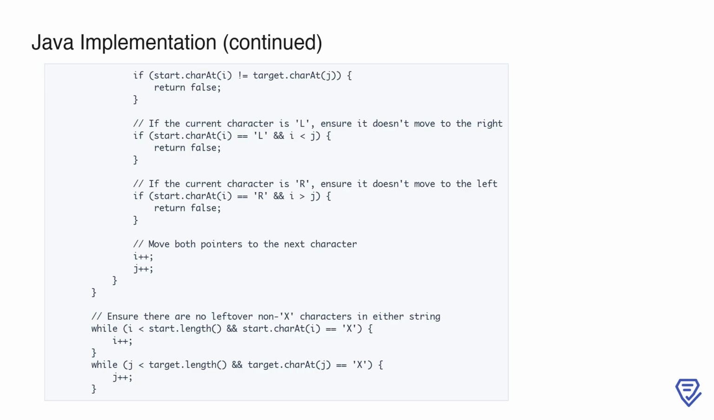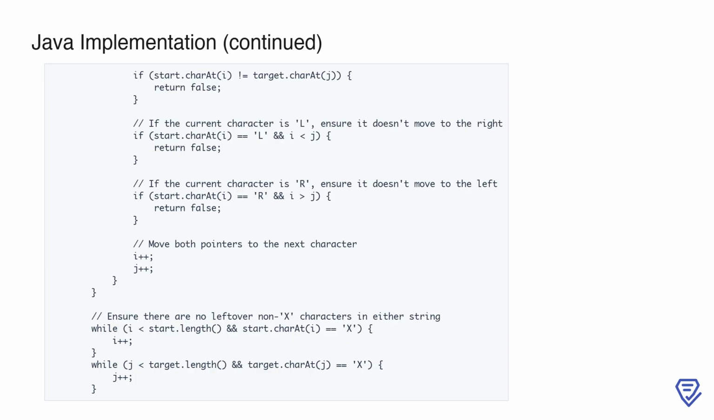Now, let's handle the movement constraints for the L and R characters. If the current character is L, it can only move to the left, which means its position in the start string must be greater than or equal to its position in the target string. If that's not the case, we return false. Similarly, if the character is R, it can only move to the right, so its position in the start string must be less than or equal to its position in the target string. If this condition is violated, we also return false.